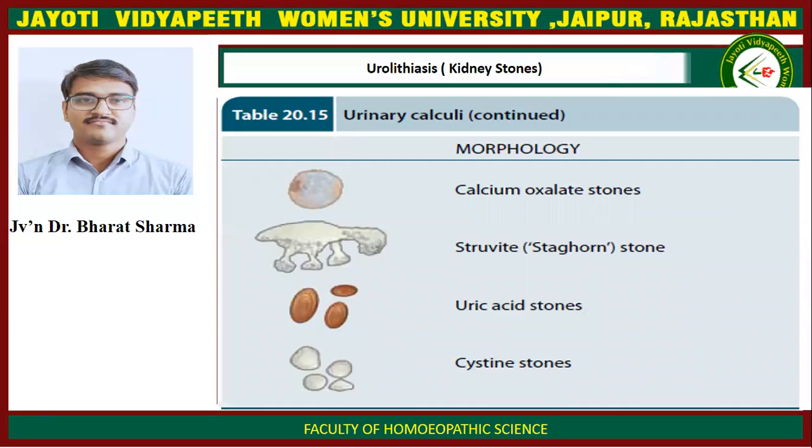There are some morphology of different type of stone. This is calcium oxalate stone. It is staghorn stone, also known as struvite stone or triple phosphate stone. It is uric acid stone, and this is cystine stone.